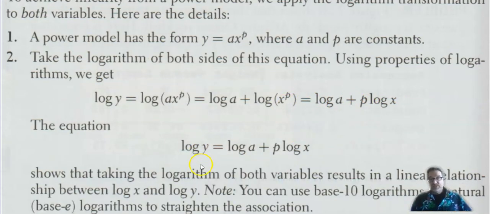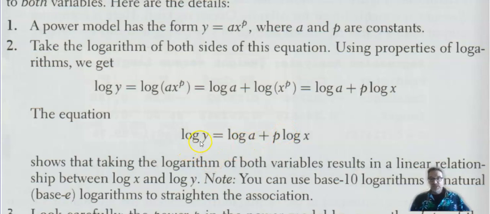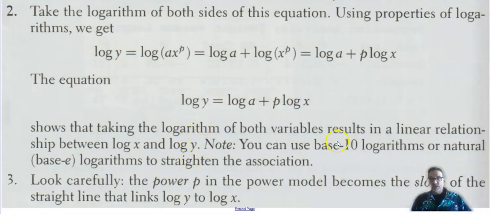So we can rewrite this as a log model, saying the log of y equals the log of a plus p times the log of x. And remember, if we say log, we really understand it's base 10. Log base 10 of y equals log base 10 of a plus p times log base 10 of x. And if you look at this, you'll see right here that log of a is my y-intercept and p is the slope of my straight line. So that's pretty cool.